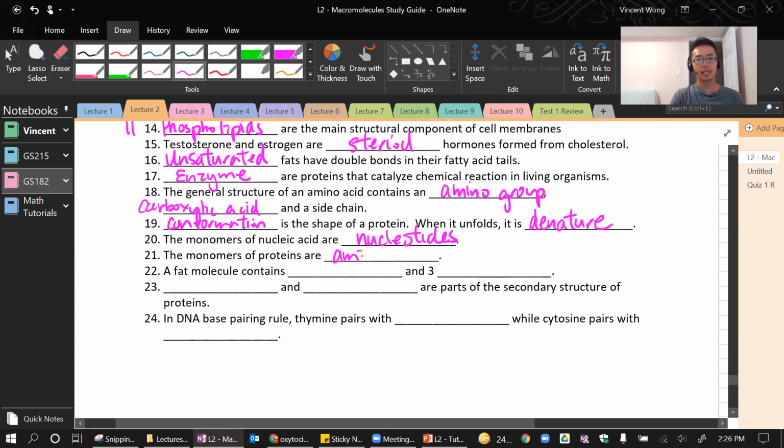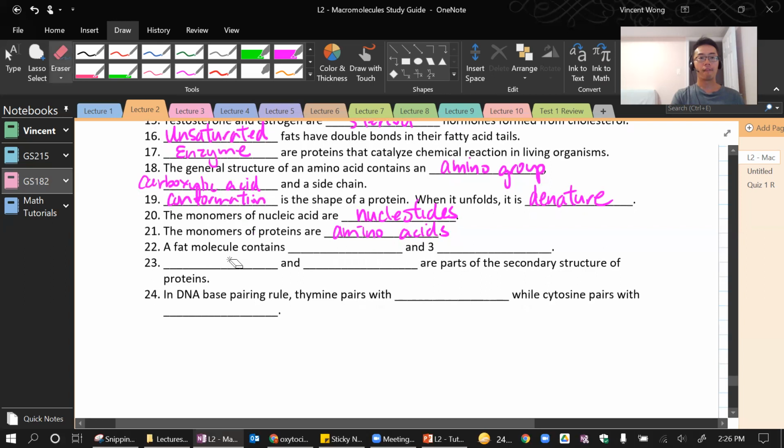The monomers of nucleic acids are nucleotides. For proteins, it is amino acids. By the way, like these fill in the blanks, you can change them into cue cards, right? And it's going to help with your studying. A fat molecule contains glycerol and 3 fatty acids. Alpha helix and beta pleated sheets are parts of secondary structure of proteins.